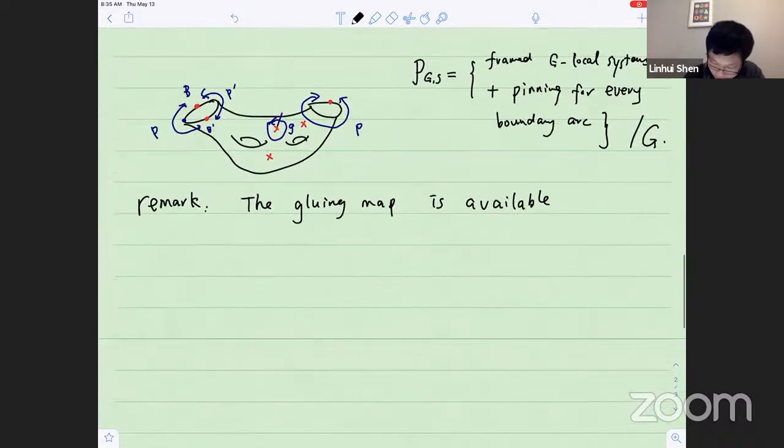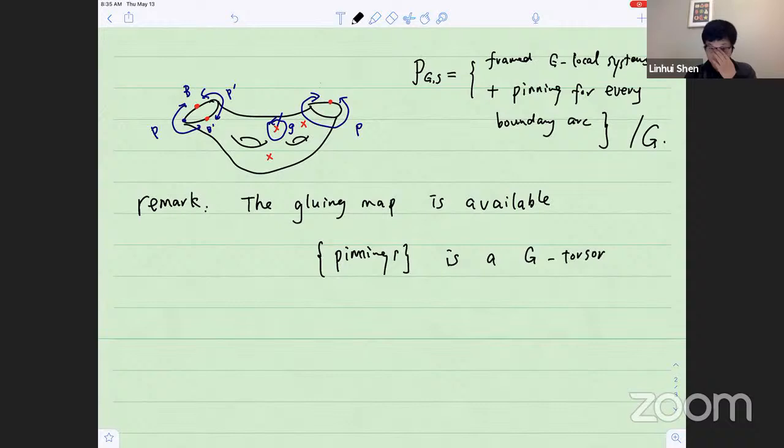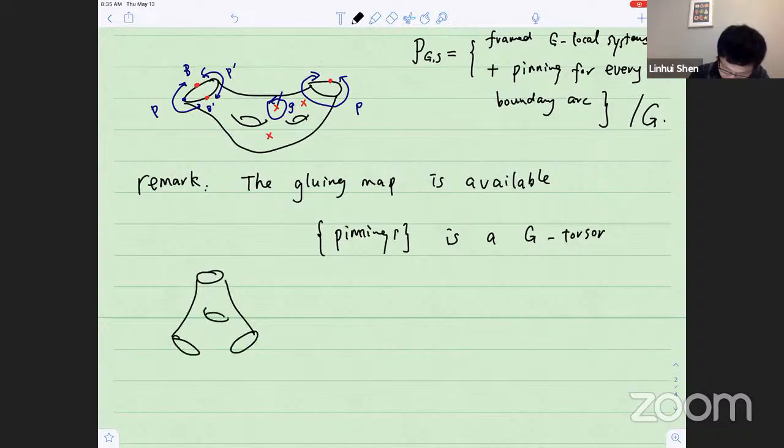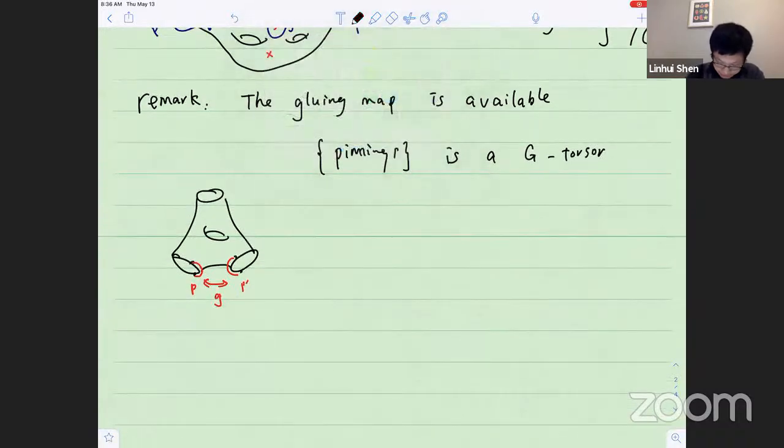Okay, so the key fact is, as we just mentioned, if we consider the space of all pinnings, this is a G-torsor. Namely, the group G acts transitively and freely on the set of all pinnings. So if we consider some surface like this, we can identify the pinnings on different arcs. There is a unique group element g mapping, say, this P to P prime. So we can identify them, and then this becomes a surface.